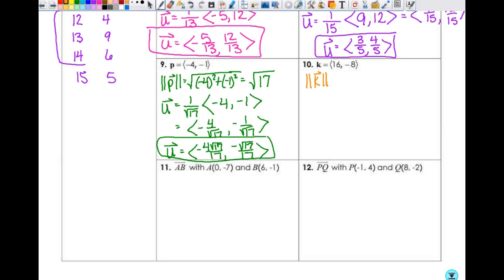But that's okay, because the other ones that you don't really remember, you'll be able to figure them out a lot quicker and reason through them. So it's very good. That really does help you get through things. 16 squared plus negative 8. 17 was my square.